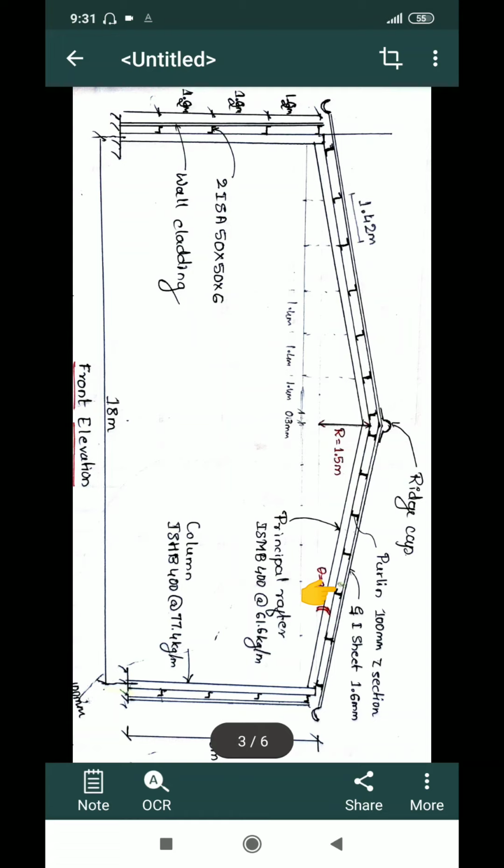So this is a front elevation of that industrial shed. I am providing a total height of the shed at eaves level as 6 meters, and the span is given as 14 meters. This span is the center to center distance between the columns. Now I have mentioned the spacing of the purlins which I have provided, which are at a distance of 1.4 meter, 1.4 meter each, and at the ridge level it is 0.3 meter.